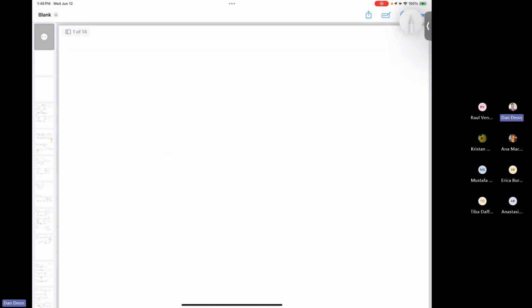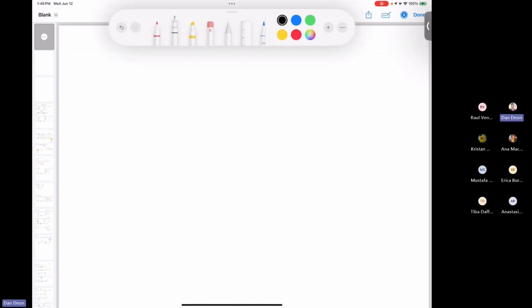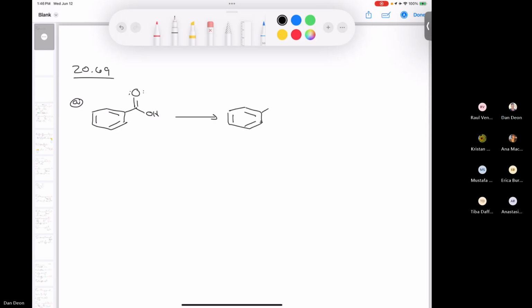So this is question 20.69. And these are some challenging synthesis problems in this one. So the first one is we want to take benzoic acid, which is this compound that you all know very well, and we want to make an acetal like this. So here's our acetal. So how are we going to do that?